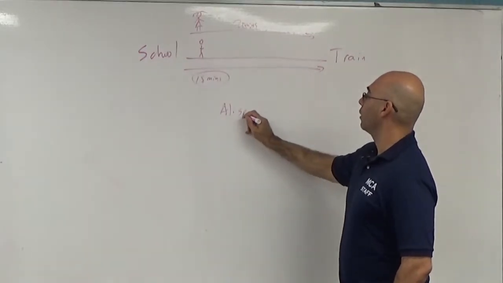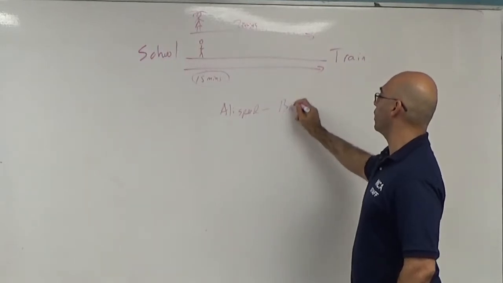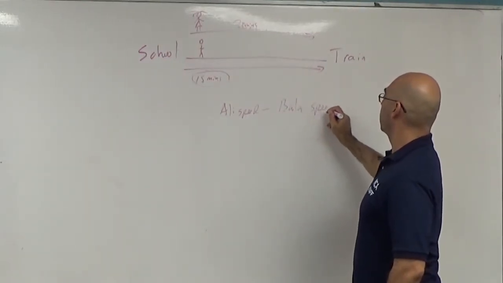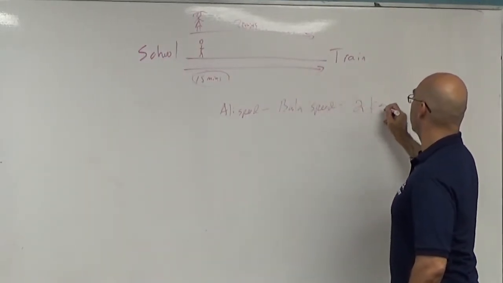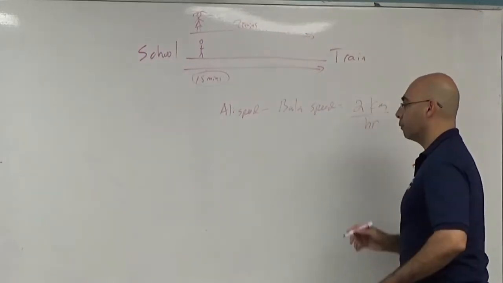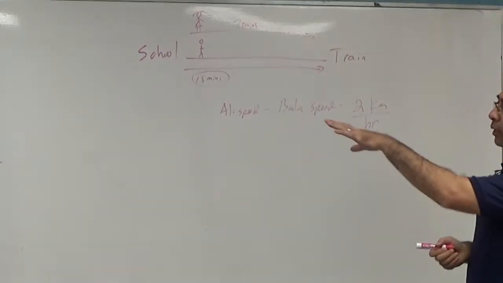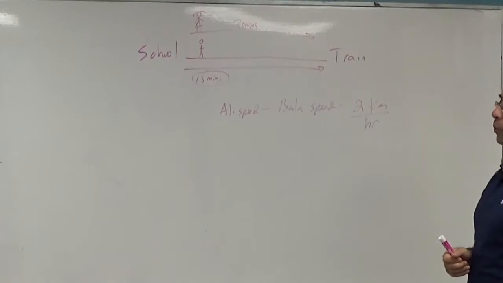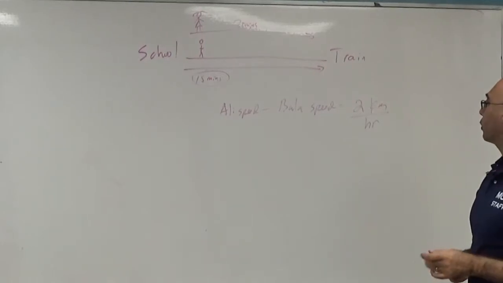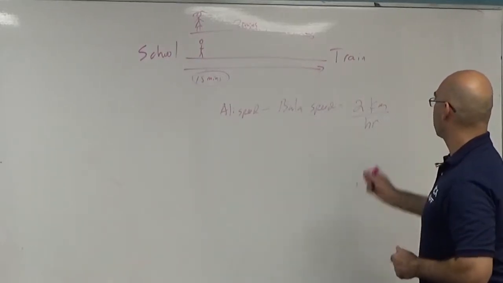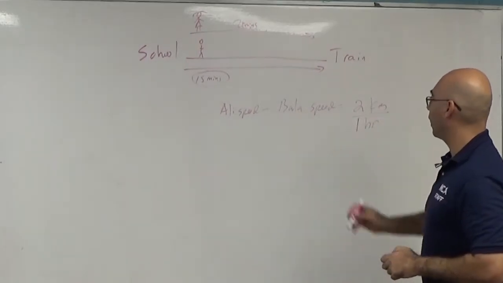Ali's speed minus Bala's speed is 2 kilometers per hour. Now, which of these three things are we talking about? Ratios, rates, or percents? We're talking rate because we're talking about two different things: 2 kilometers per, in this case, 1 hour.